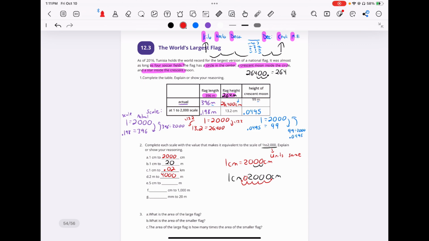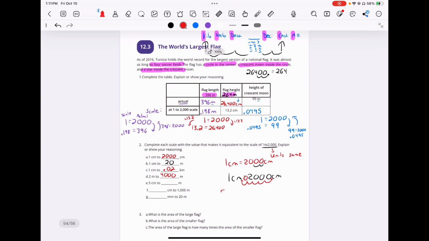E, my units are different. So I'm just going to start first by taking my 5 centimeters and multiplying it by the 2,000 to give me 10,000 centimeters. But now I need that in meters. So I'm going to go back up top to my metric conversion. And now I'm starting at centimeters and I'm moving 1, 2 to the left to meters. So 1, 2. So that would be 100 meters.